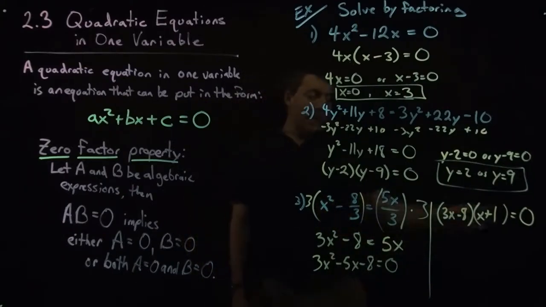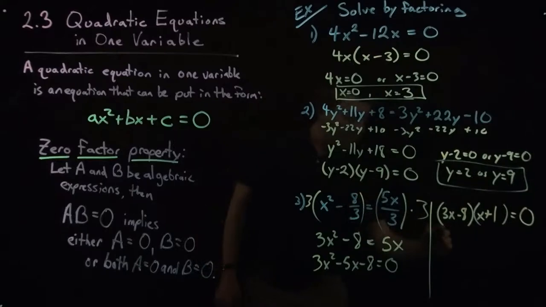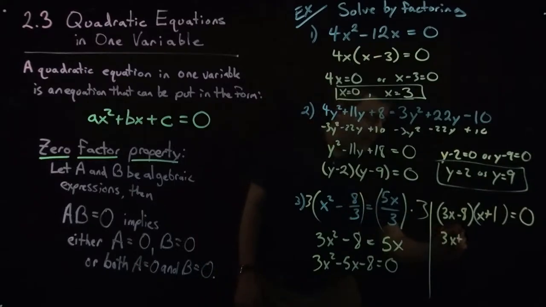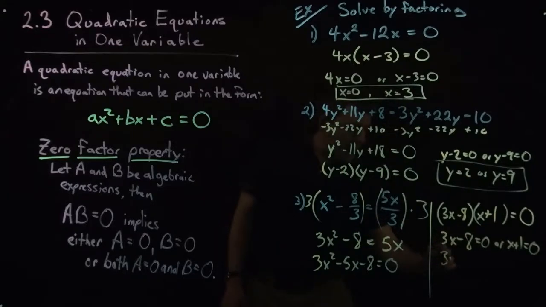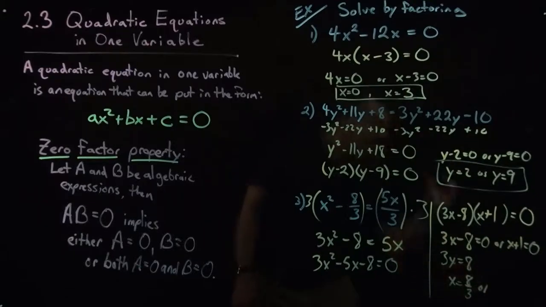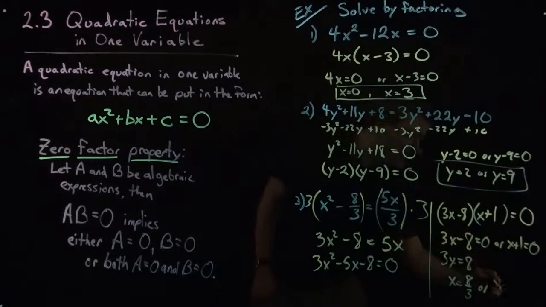All right, well, we've got factors equal to 0. So 3x minus 8 equals 0, or x plus 1 equals 0. All right, so this is 3x equals 8, x equals 8 thirds, or x equals negative 1.